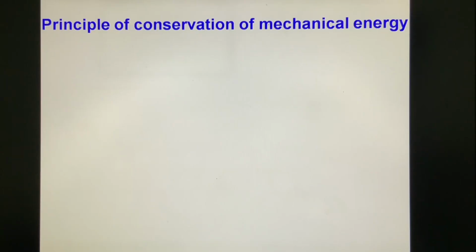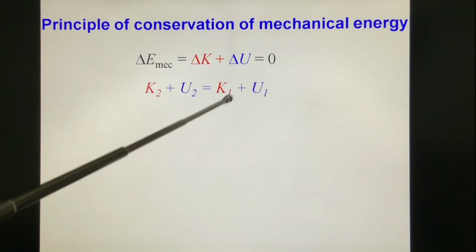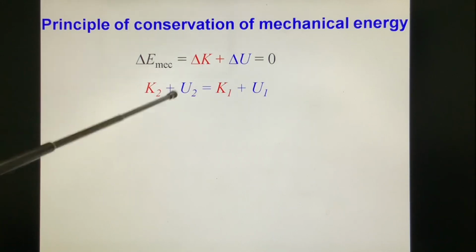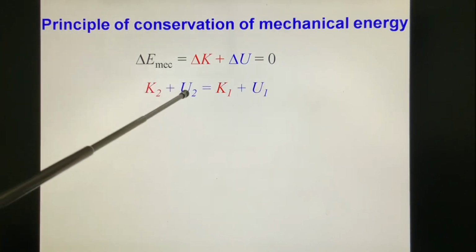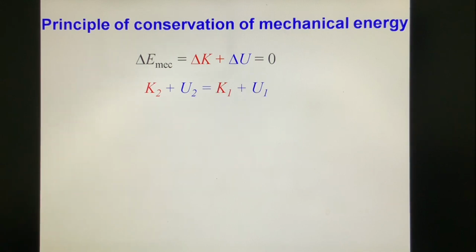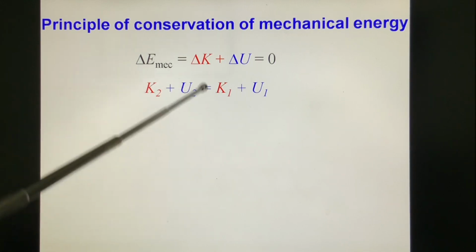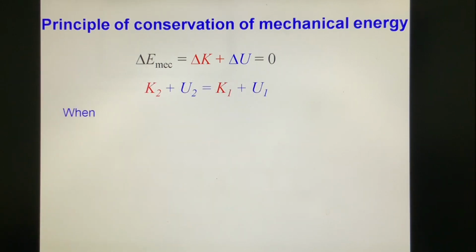Principle of conservation of mechanical energy. Delta E mechanical equals delta K plus delta U equals 0 for an isolated system. We write delta K as K2 minus K1, and delta U as U2 minus U1. We rewrite this formula and get K2 plus U2 equals K1 plus U1. What is this? This is the mechanical energy at point 2, and this is the mechanical energy at point 1.